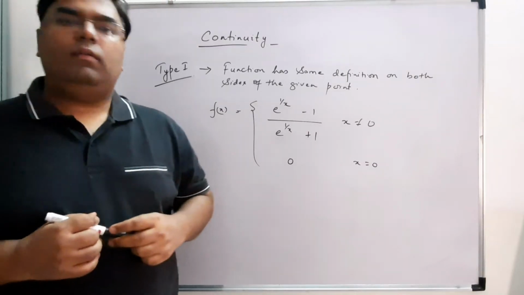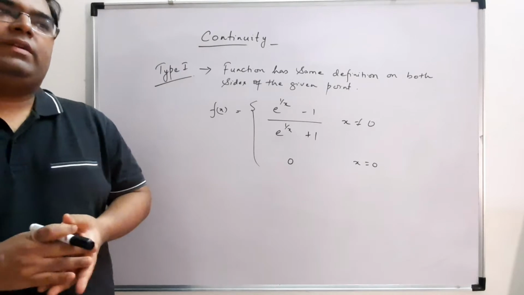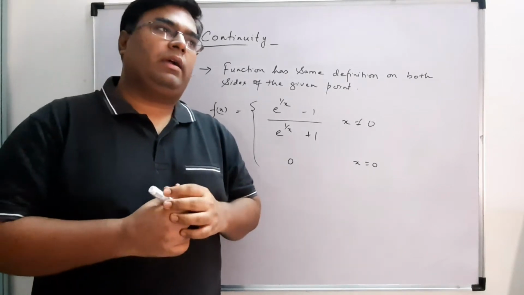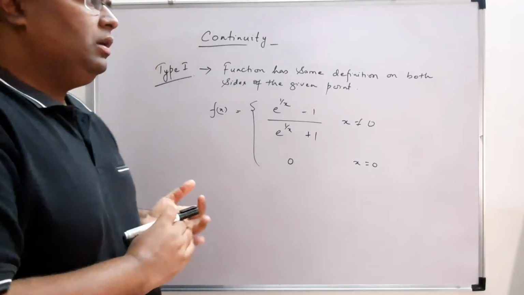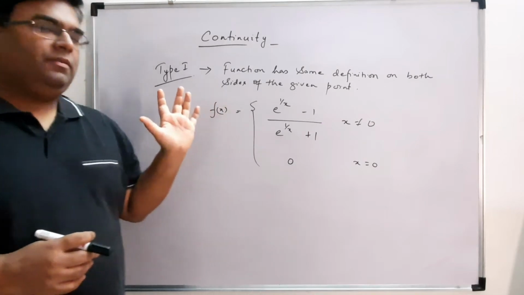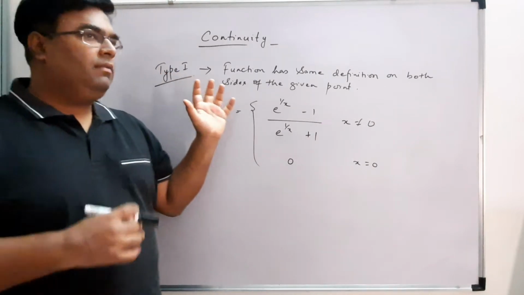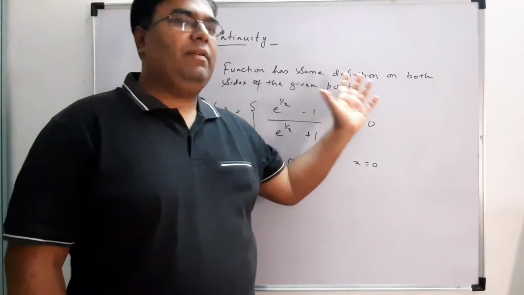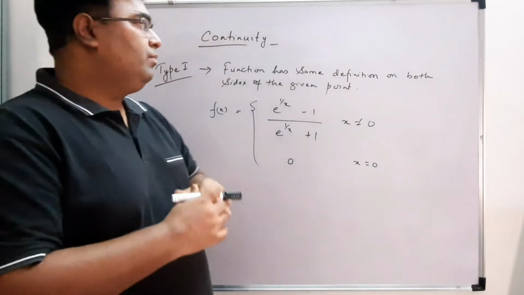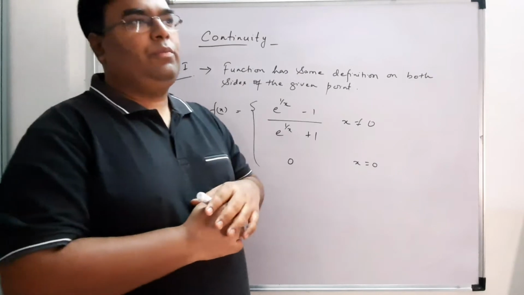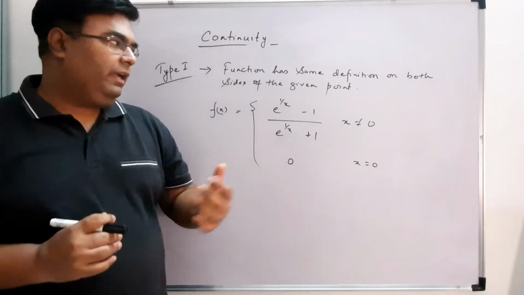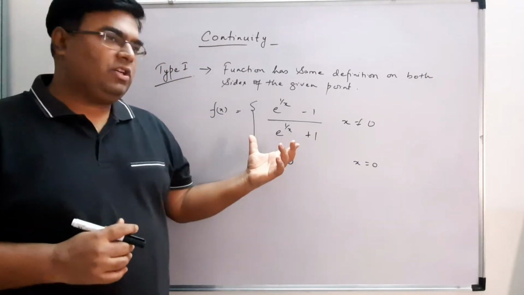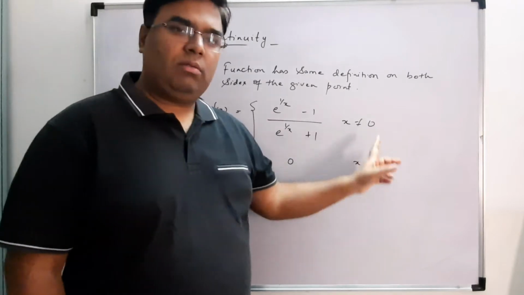Okay, now we will solve different kinds of examples for continuity. My first example is where we will get a definition: a function has the same definition on both sides of the given point. Here we need to check the function's continuity at x equal to 0.